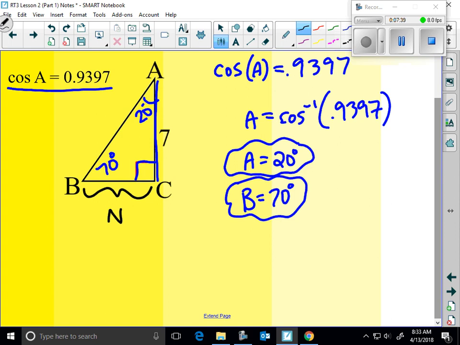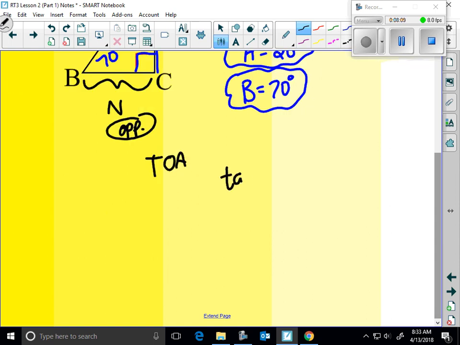Do you like 70 or 20 better, Nick? Nick likes 20 better. Okay, so we're going to call this our reference angle. It's 20. What would N be in accordance to 20? Opposite, adjacent, or hypotenuse? Okay, that'd be our opposite side. What would 7 be? Adjacent. So if I have opposite and adjacent, that tells me tangent. The tangent of 20 gives me opposite over adjacent. So we're going to take 7 times the tangent of 20, and that'll give us N.